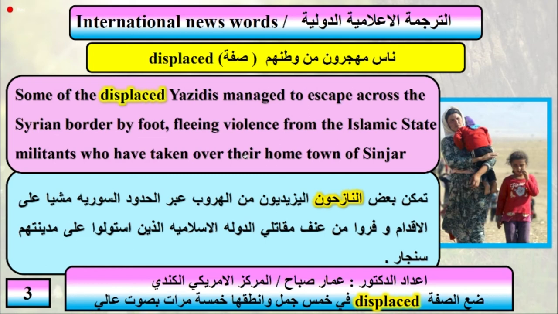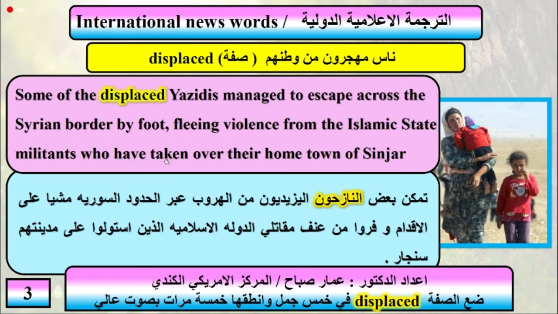Some of the displaced Yazidians managed to escape across the Syrian border, by foot, fleeing violence from the Islamic State militants. Islamic State, الدولة الإسلامية. Militants, قوات.